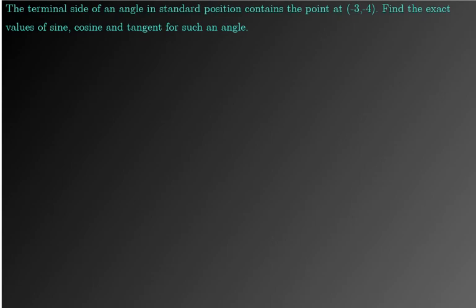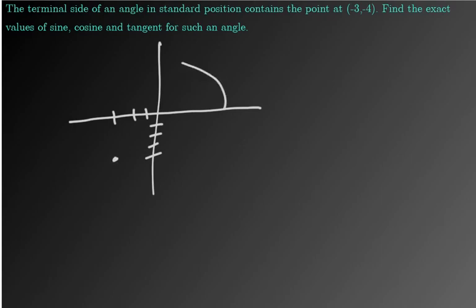One more little problem I just want to do. I just haven't done one like this, and I think it's good to see this kind of problem. The terminal side of an angle in standard position, so one starting here, contains the point (-3, -4). So -1, -2, -3, and -1, -2, -3, -4 is right there. So basically there's an angle that terminates right there, right? I want to find the exact values of sine, cosine, and tangent for such an angle.